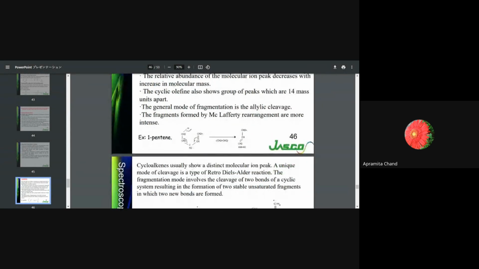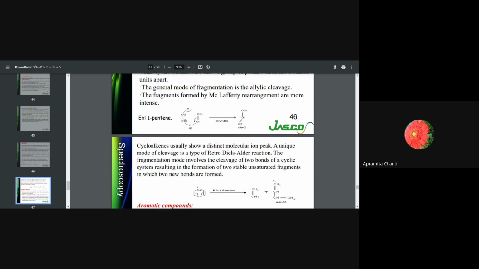It also again shows group of peaks which are 14 mass units apart, और यहाँ पे भी McLafferty rearrangement is more active. तो if you have an alkene like this, ये जो हाइड्रोजन है ये निकल गया, this hydrogen bond comes, so this double bond comes here, again this gets rearranged, so we can get a McLafferty peak at 42 for 1-pentene.